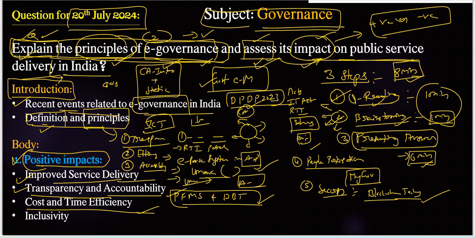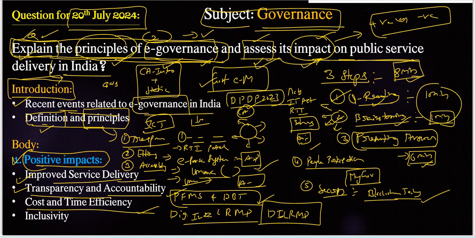The digitalization of land records through our Digital India Land Records Modernization Program, that is DILRMP, has minimized paperwork and expedited processes, right? Very, very important. This final one is inclusivity. Initiatives like our CSCs, and we have seen Pradhan Mantri Gramin Digital Saksharta Abhiyan, right? Very, very important, right? All these are decent examples that need to be included here.